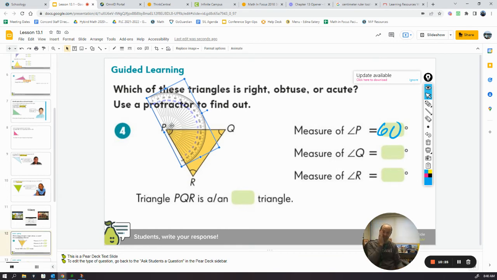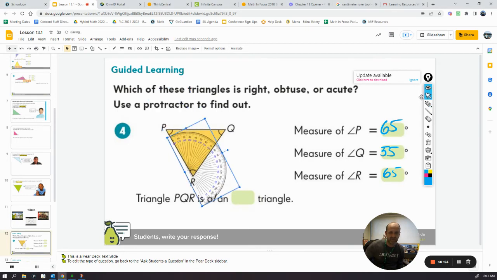Well, if you have these on paper, I'm just going to show you because this technology is not working. The book says P should be 65 because I know you guys know how to measure. This should be 55 and this should be 65. Oh, I was right on that. Okay, so my measure of P is 65. I had that okay. Measure of R was 55. No, R is also 65, and then Q is going to be the 55.